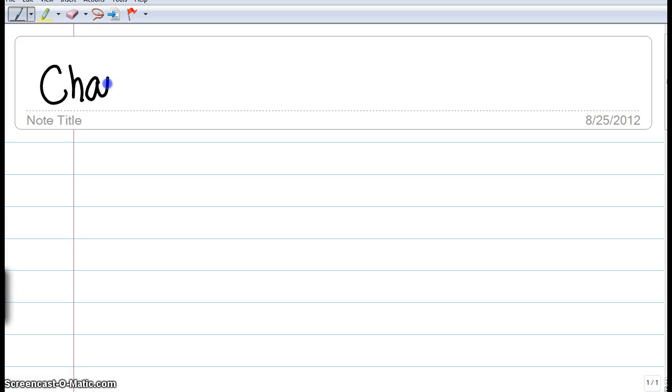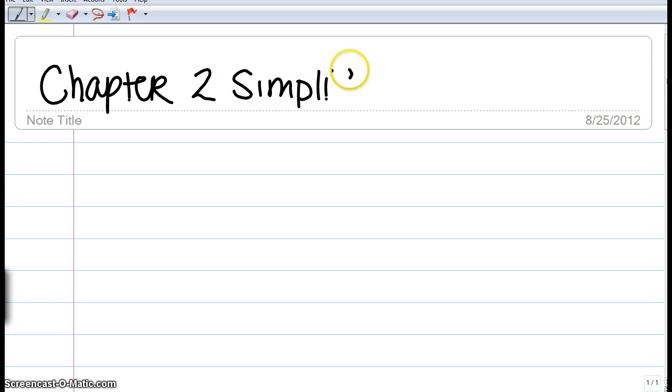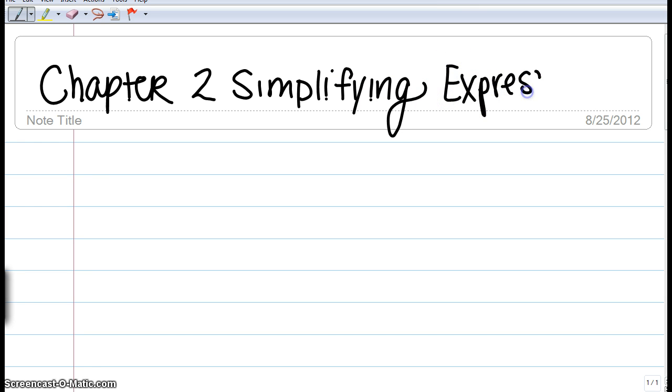After 2, simplifying expressions. This section is talking about order of operations.